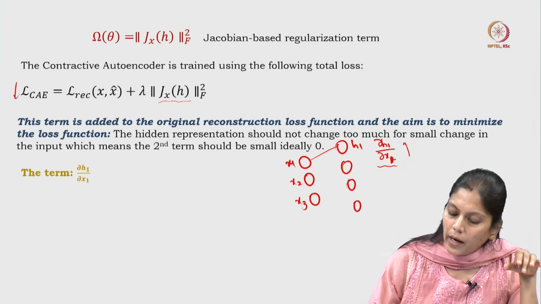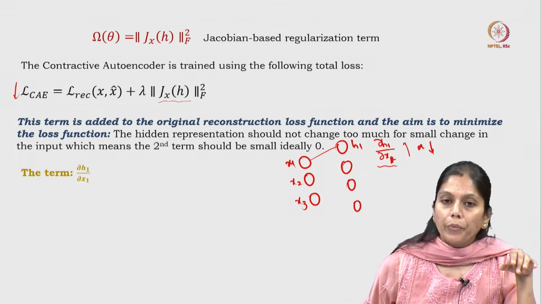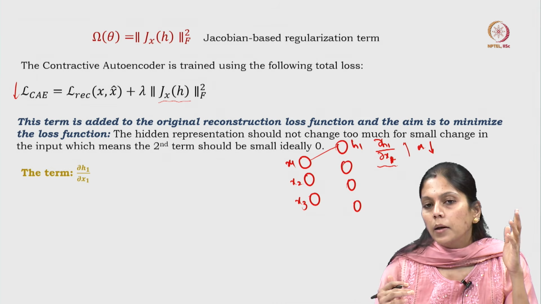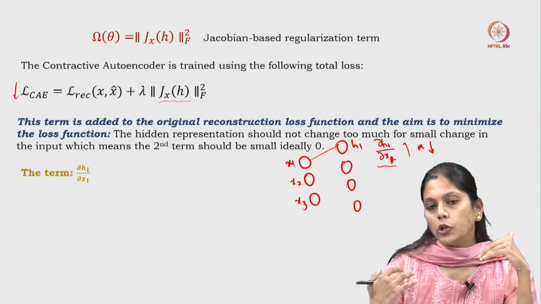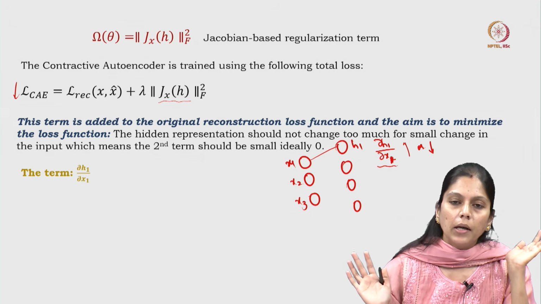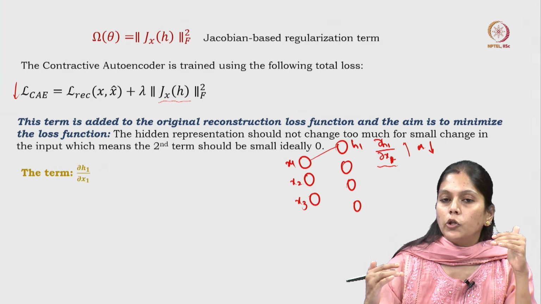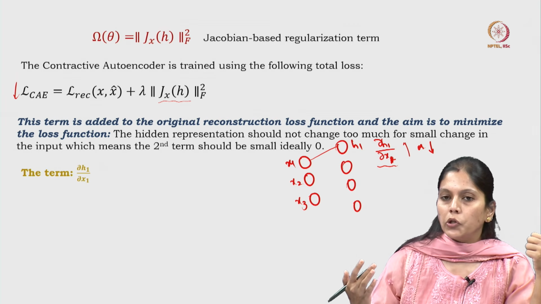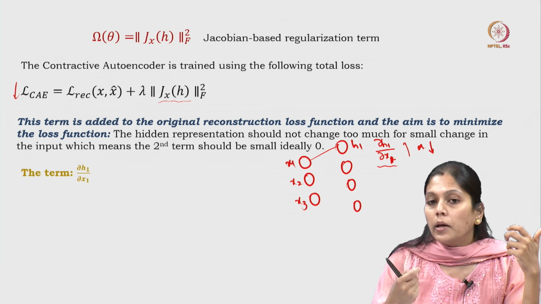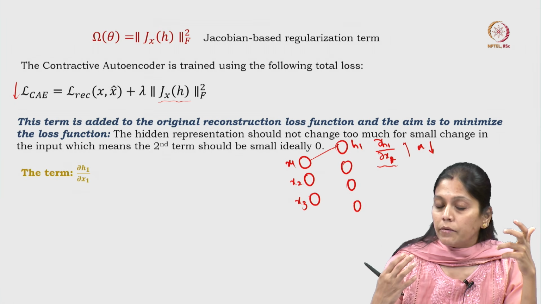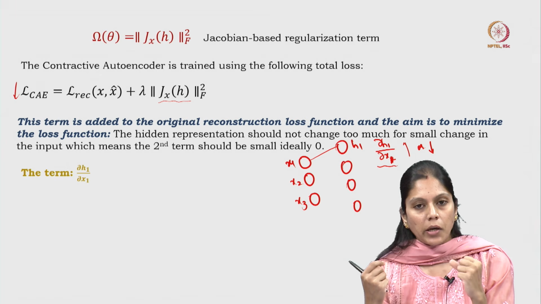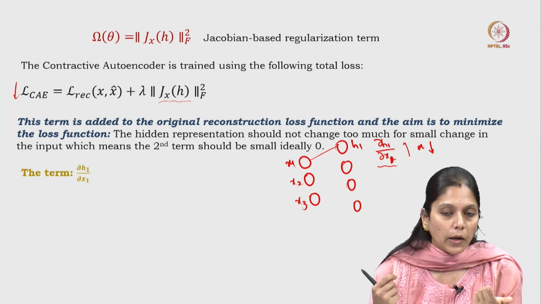Now, what are the possibilities that this particular term can take? Either the value is high or the value is low, right? If the value is very high, what is the meaning of it? Can you think? Derivative of H1 with respect to X1, the value is high. The meaning is very simple, which means H1 is changing a lot for a small change in X1. Which means H1 is very much sensitive to that X1. That sensitivity here means that even for a small change in X1, H1 is reacting to it.